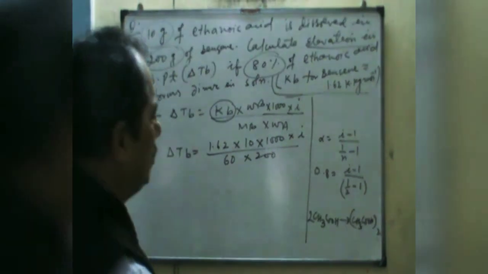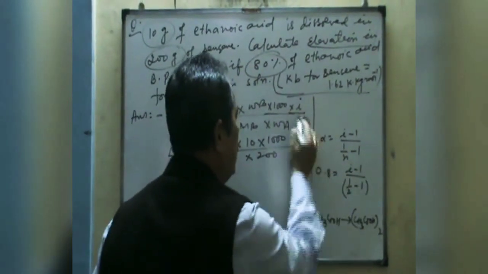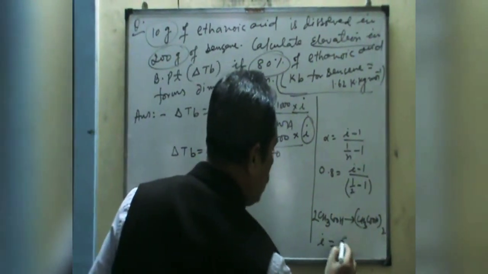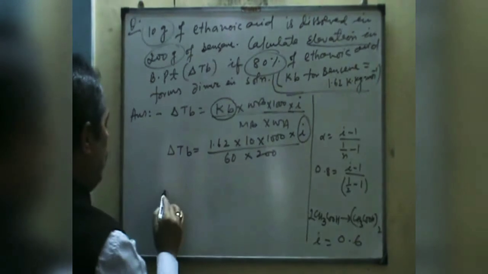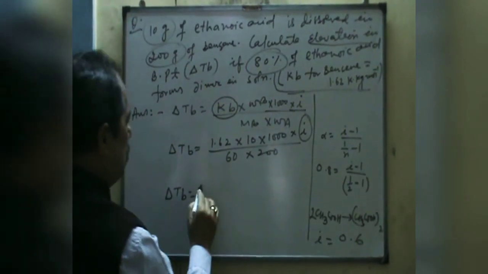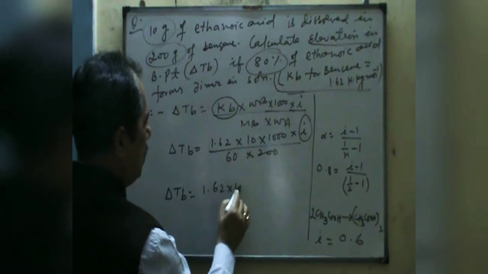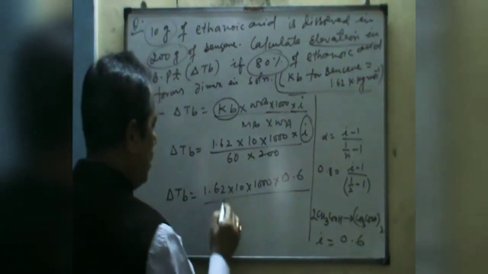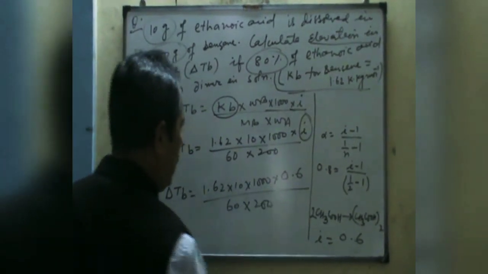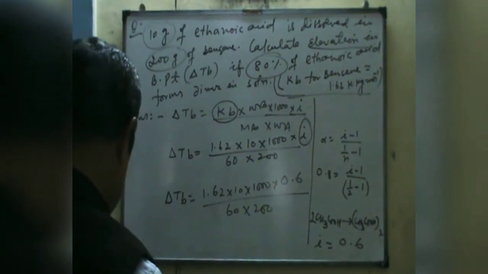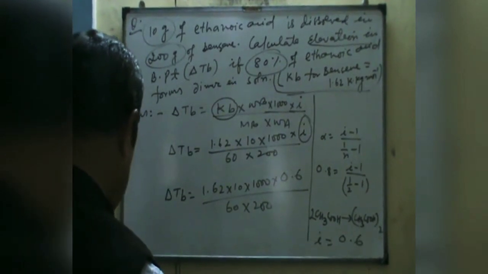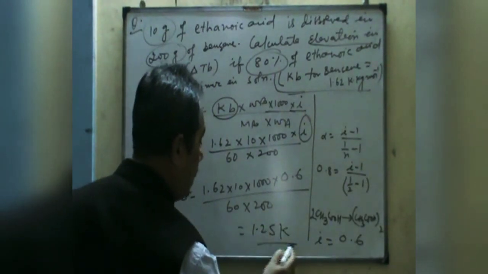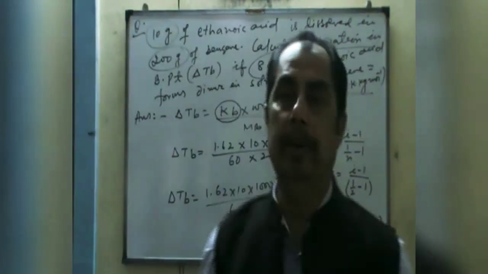Once you solve this, you will get the i, and I will be getting i is equal to 0.6. So delta Tb is equal to 1.62 into 10 into 1000 into 0.6, upon 60 into 200. The way you can calculate that is the elevation in boiling point. Most probably you will get the answer 1.25 Kelvin. Is it clear to everyone?